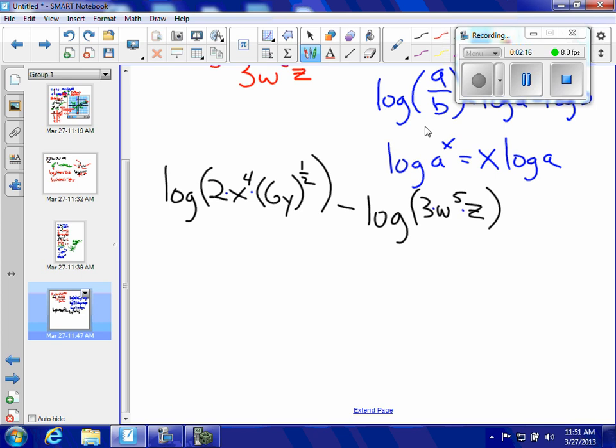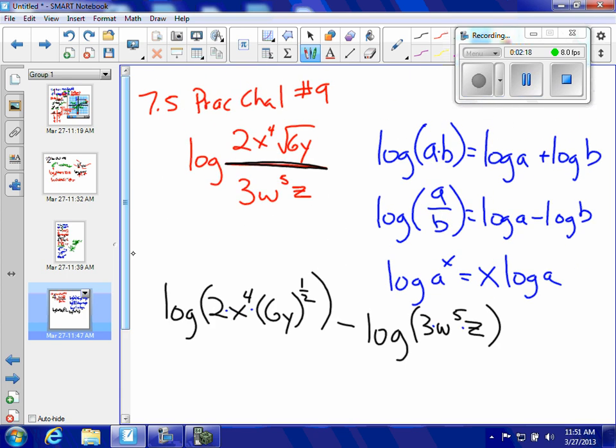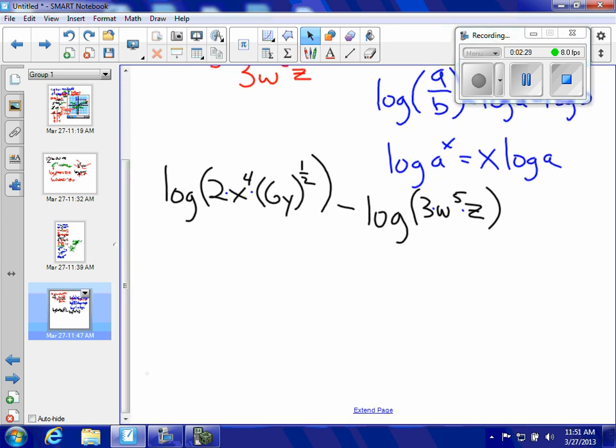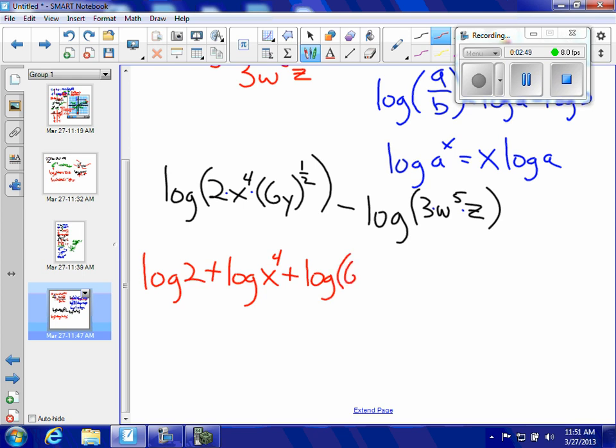So I'm going to begin to expand this using the product property right here, where when I have things that are multiplied together, I can turn them into additions. So I'm going to turn this into log 2 plus log x to the 4th plus log 6y to the 1/2.